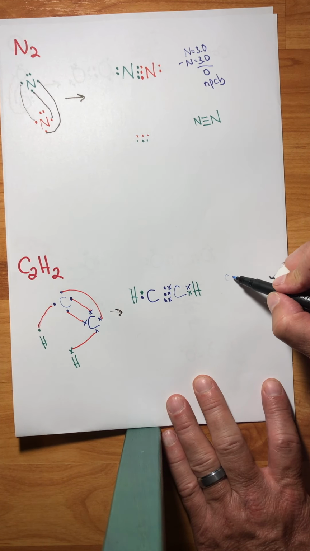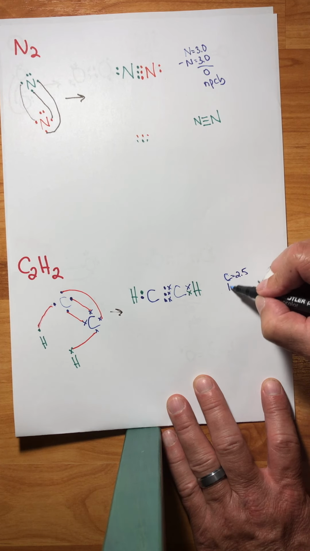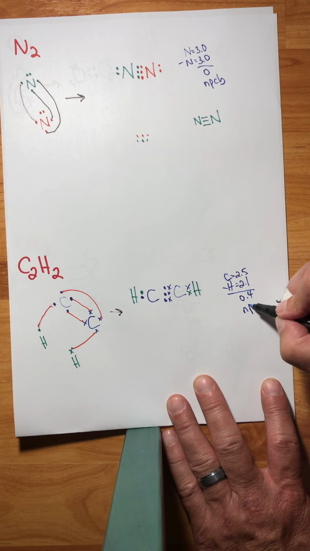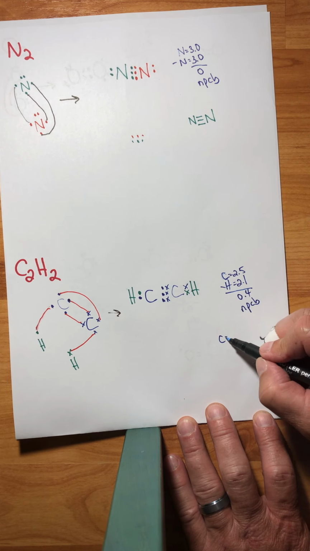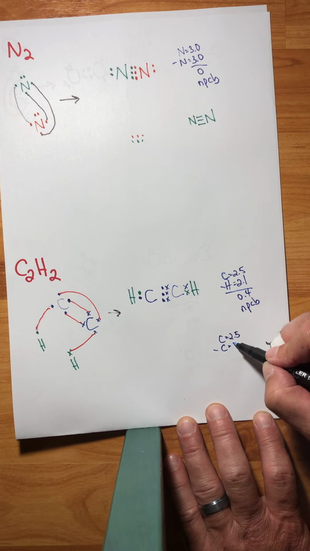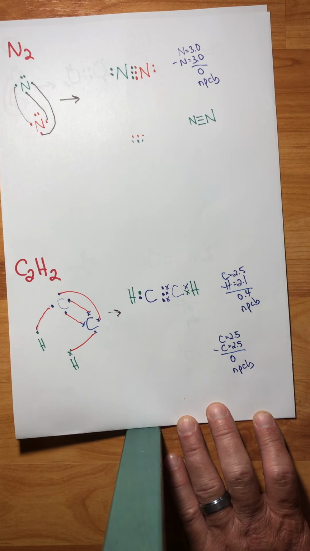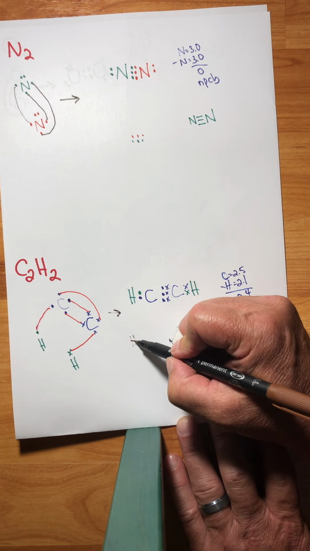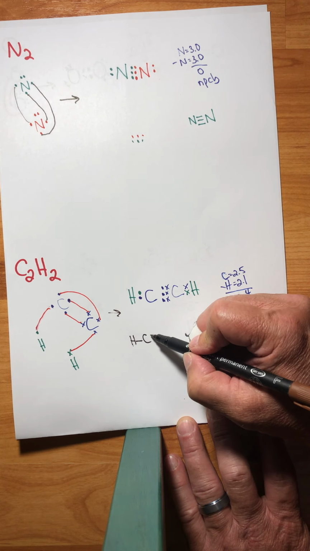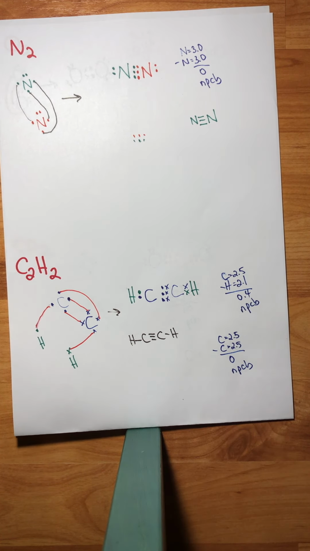So carbon is 2.5. Hydrogen's electronegativity is 2.1. When we subtract it, we get 0.4, which is a non-polar covalent bond. No slightly positive, slightly negatives. Carbon, 2.5. The other carbon is 2.5. When I subtract those, I get 0, which again is a non-polar covalent bond. So I'm not going to have any slightly positive, slightly negatives on this. So my structural diagram, triple bond is 3 lines, carbon, and another hydrogen. And that's how we do that one.